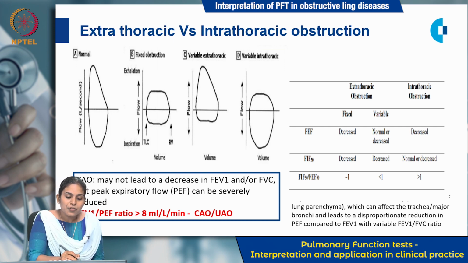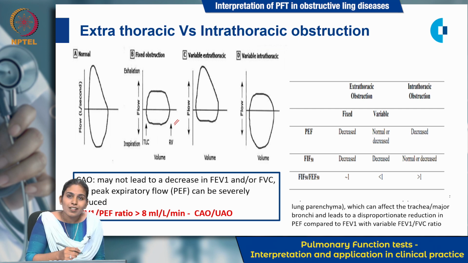So the central airway obstruction is that, for example, if you have tracheal stenosis or tracheal papilloma, something of that sort, it can produce this kind of loop. That means that the flattening is present both in expiration and in inspiration. So how to detect it is by this flow volume loop, and also if you take the FEV1 by PEF ratio, it will be more than 8 ml per liter per minute.